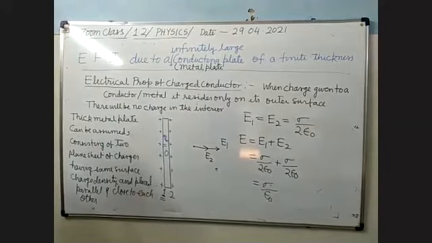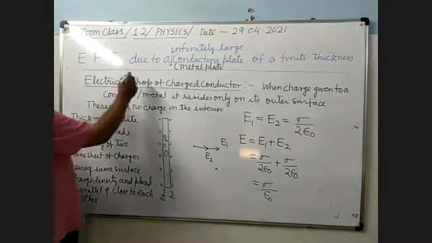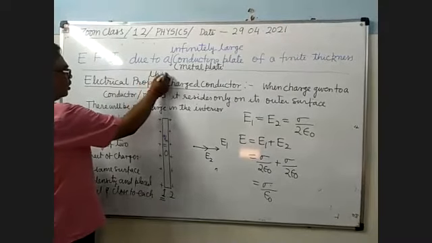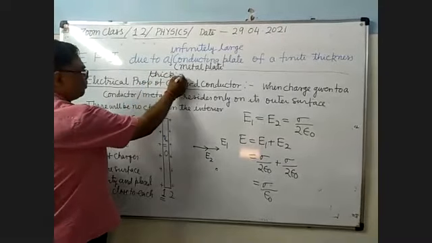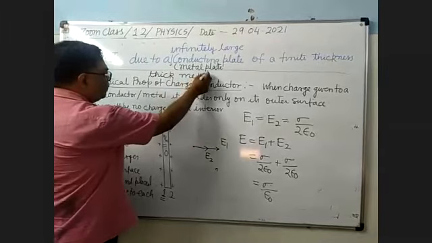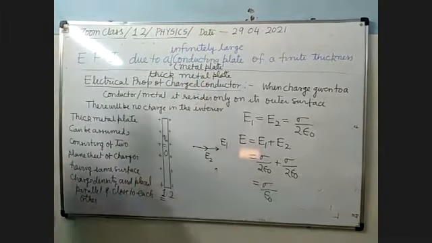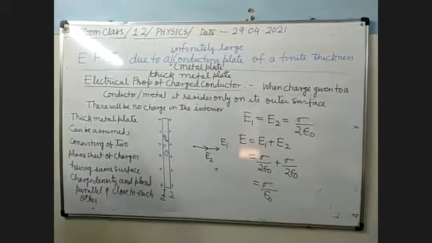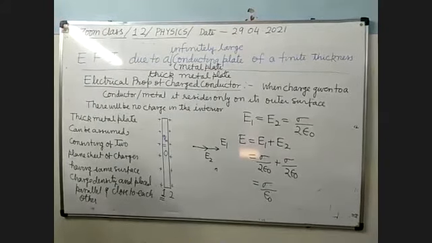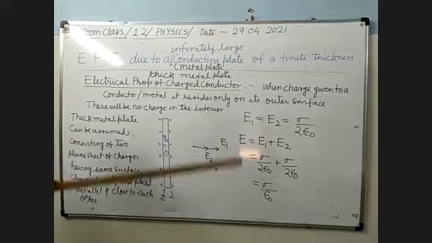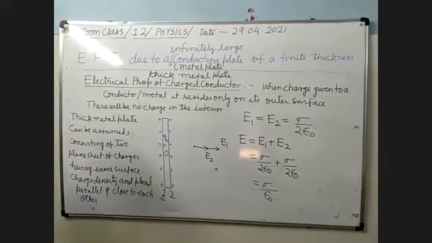If there is a thick metal plate and it is charged, then what will be the electric intensity because of it? It will be sigma upon epsilon naught.